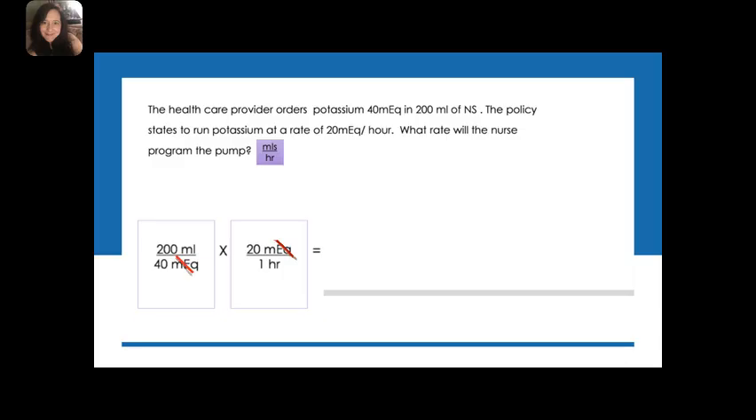And so now the next step is we do the numerators, and we're multiplying them accordingly. 200 times 20 gives us 4,000. And then we do the like manner in the denominator. 40 times 1 gives us a 40. So then we do our division. So we're going to divide 40 into 4,000. And then what that leaves us with is an answer of 100. And so the answer would be 100 mils per hour.